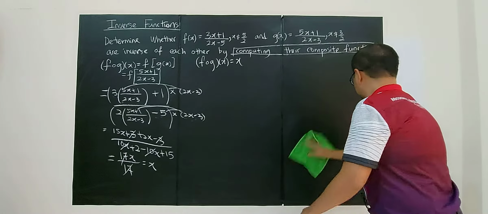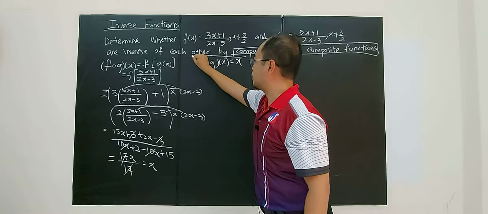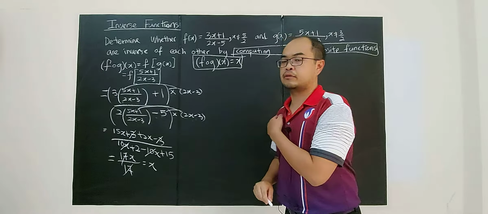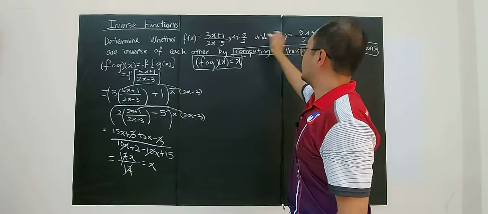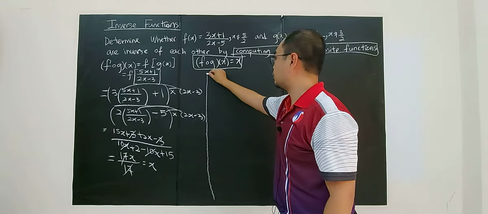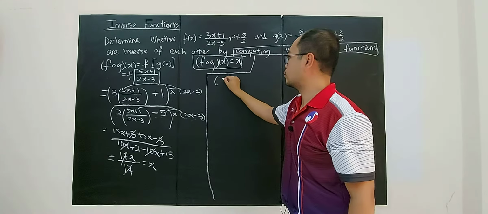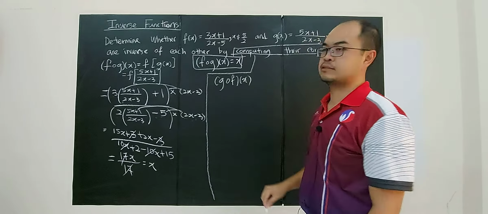Means that if this happens to be, this is a very powerful result. You can be very sure that these two will be the inverse of each other. This also happens to be the same if you do G composite F of x.